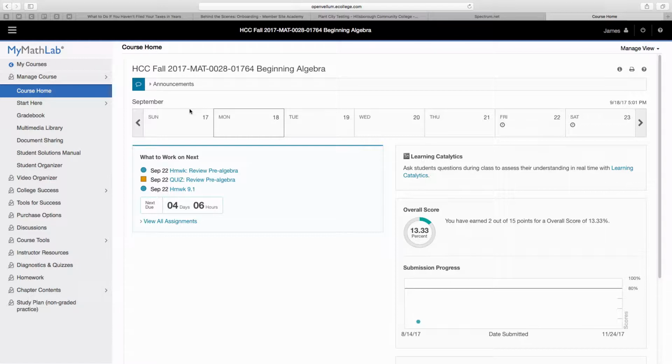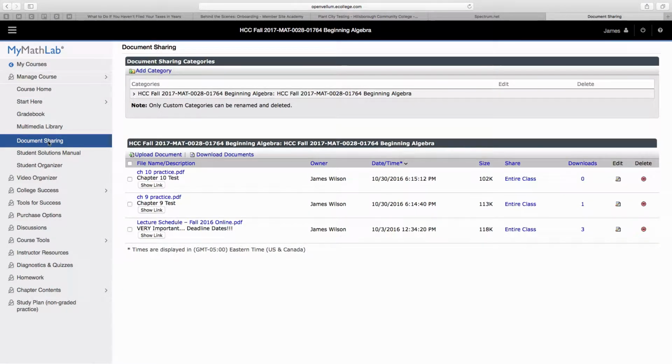The test will be on chapter 9 and 10. There's two ways that you can get the test. And I recommend everyone do this because most students that do this actually make way higher grades than those who do not. The first thing you can do is go to document sharing. If you go to document sharing, you'll see chapter 9, chapter 10 here. You can simply download it from here.